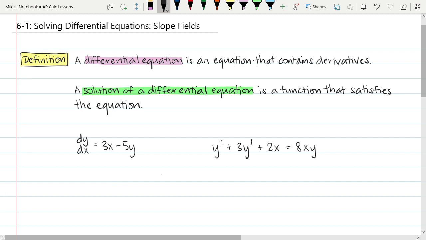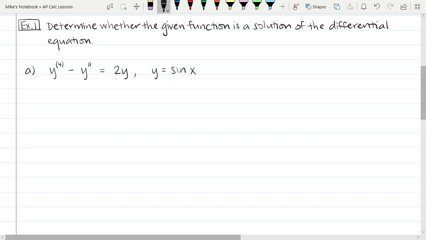Well, I have the definition there, but let's actually take a look at what it actually looks like. All right, so example 1, determine whether the given function is a solution of the differential equation. So this is really just a yes or no kind of a situation, or is it a solution or not?